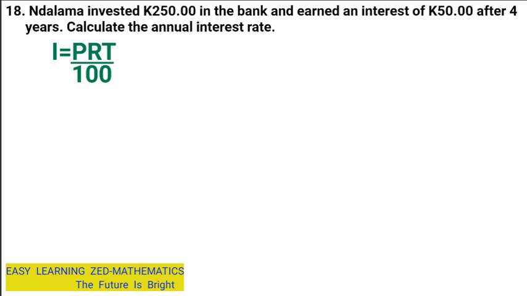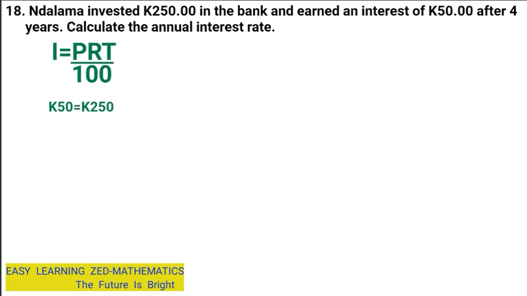Is interest given? Yes. When you read the statement, you see where interest is given. So Ndalama invested 250 kwacha in the bank and earned an interest of 50 kwacha. So the interest is given, which is 50 kwacha. So I'm going to put 50 kwacha there, which is equal to, is the principal given? Yes. The money he invested, the money Ndalama put in the bank, which is 250, that is the principal.